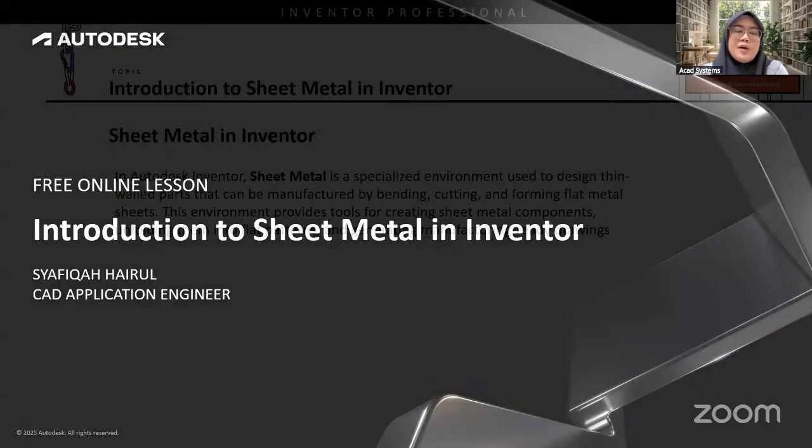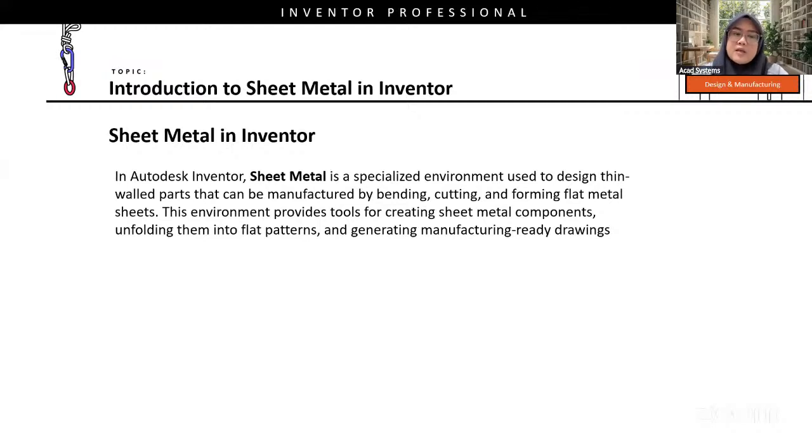So what is sheet metal in Inventor? In Autodesk Inventor, sheet metal is a specialized environment used to design thin wall parts that can be manufactured by bending, cutting, and forming flat metal sheets. This environment provides tools for creating sheet metal components, unfolding them into flat patterns, and generating manufacturing ready drawings.